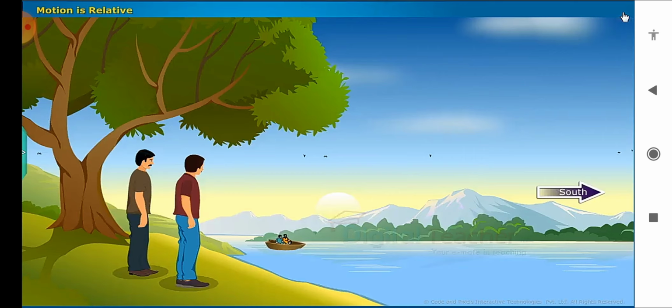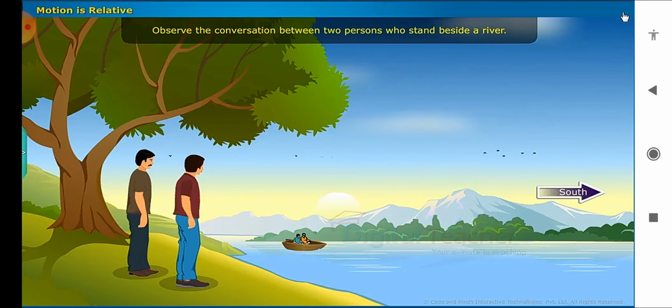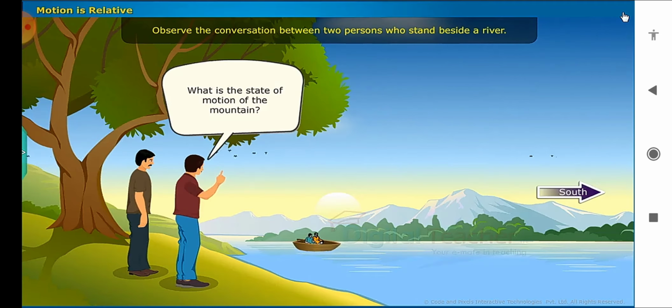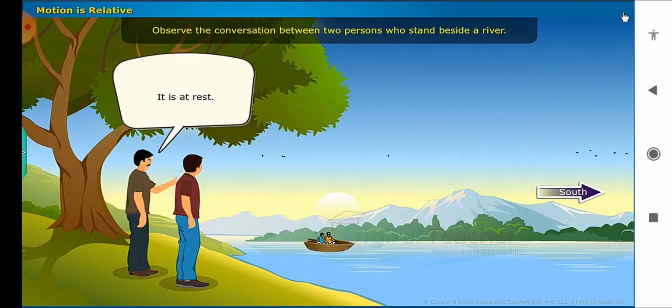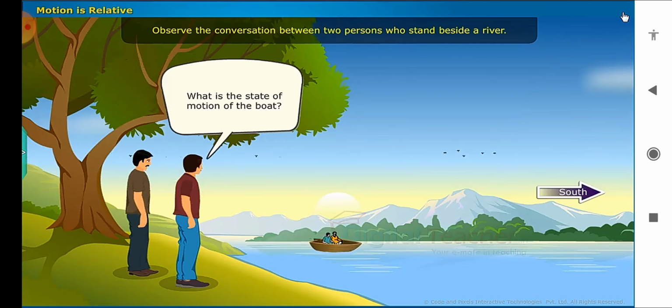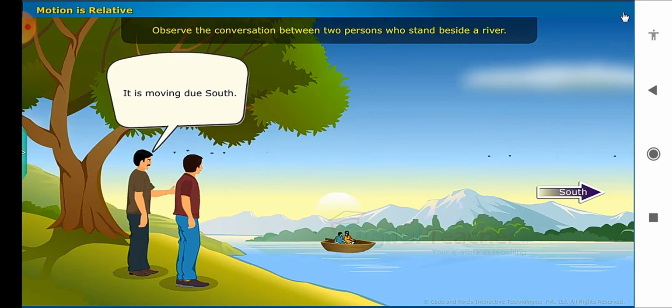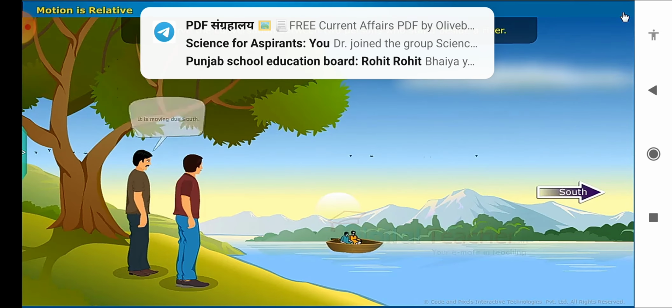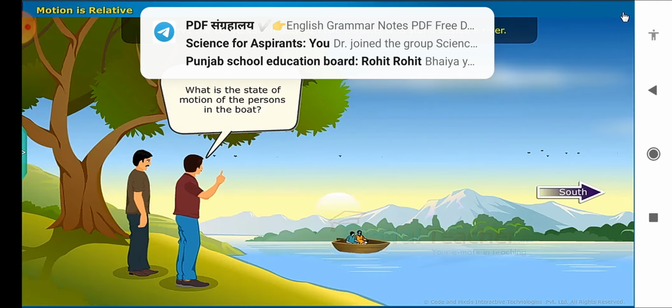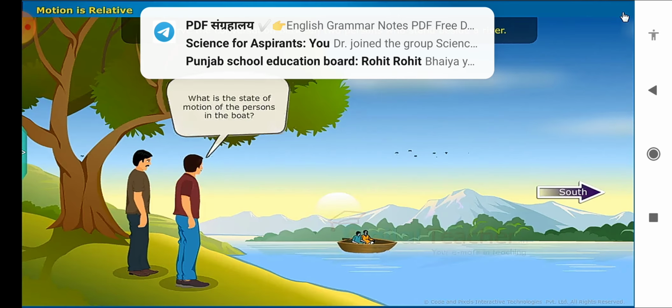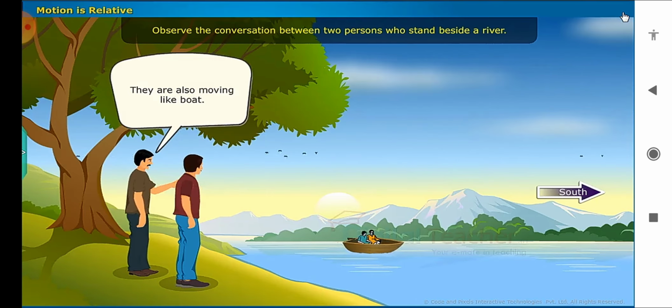To understand the idea of motion, let us take the following hypothetical activity. Observe the conversation between 2 persons who stand beside a river. What is the state of motion of the mountain? It is at rest. What is the state of motion of the boat? It is moving due south. What is the state of motion of the persons in the boat? They are also moving like the boat.